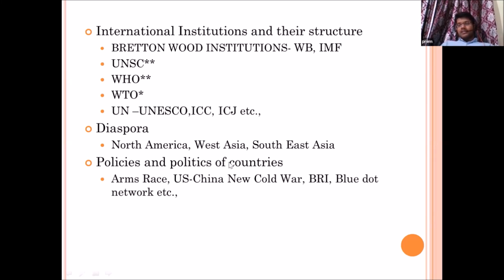And then we have policies and politics of countries. As I just explained, like America First, BRI. I have given some examples here, and I'll explain the important ones. But I'm just giving you all this to familiarize you with the structure of the syllabus. So straight away we'll go from here to India-China relations.